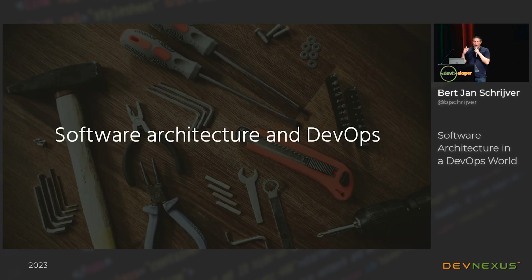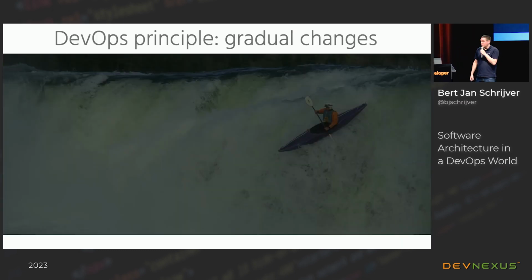So next, we're going to plot those principles on software architecture. A DevOps team can move extremely fast, and for software architecture to keep up in a DevOps world, it needs to be able to move at the same pace and follow the same principles. So let's look at how those principles plot on software architecture.